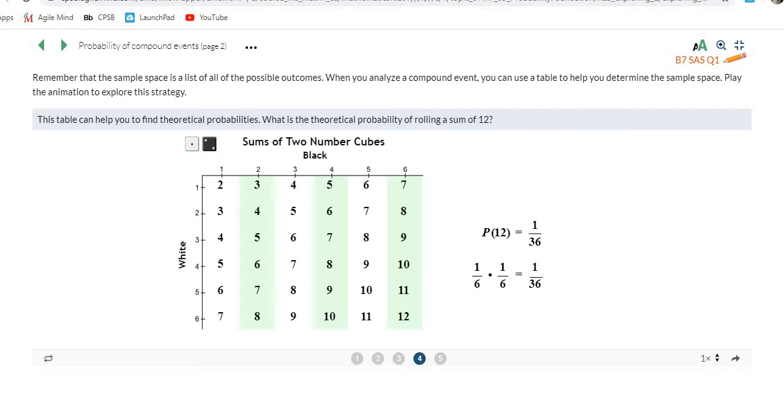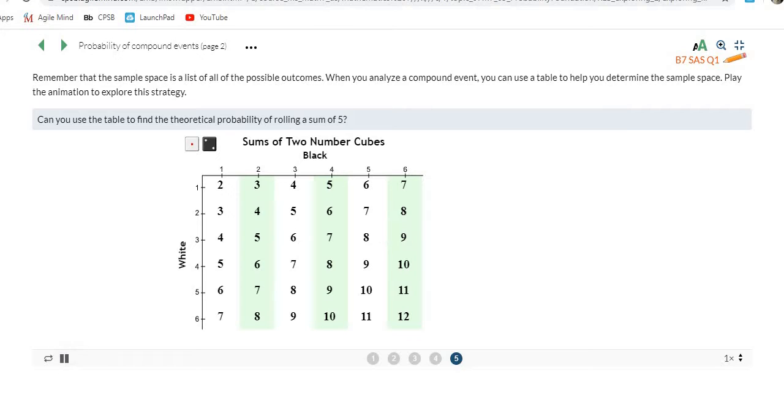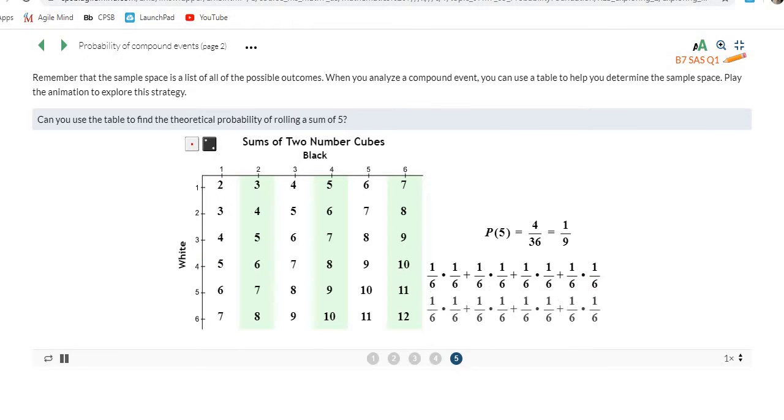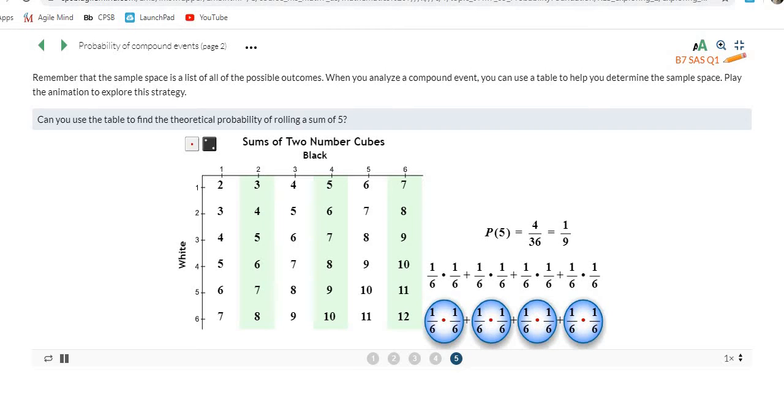Part C says, what is the probability of rolling a sum of 5? So, how many spaces have 5? 4. 1, 2, 3, 4. No more. So for the probability of 5, there's still a total of 36, and 4 of them are 5. That simplifies to 1/9. Then they're doing a little more extreme math, which is good math, but nobody would really calculate it like that. So the probability of picking a sum of 5 would be 1/9.